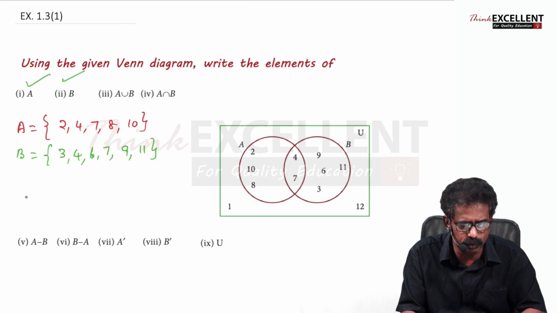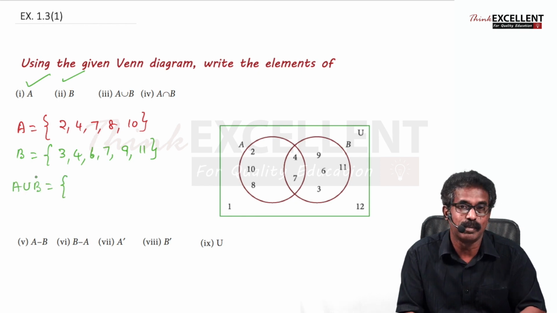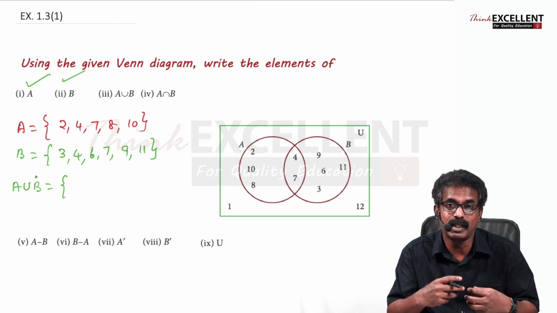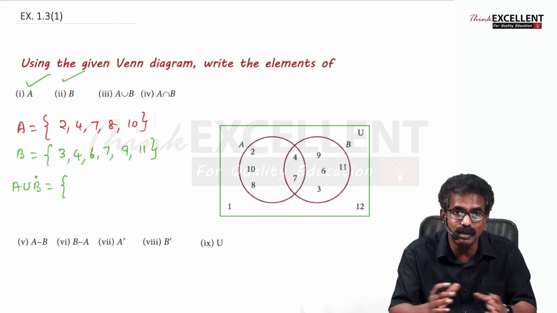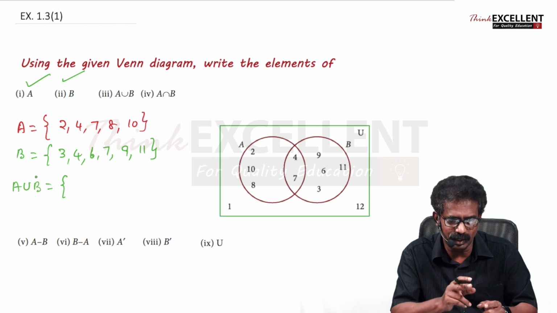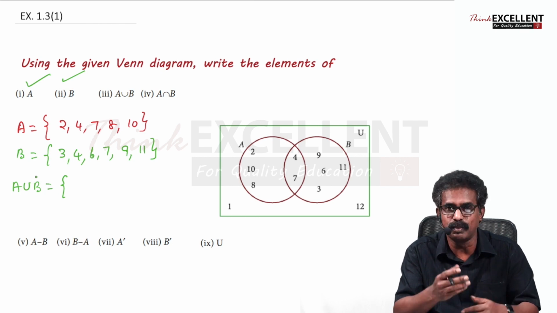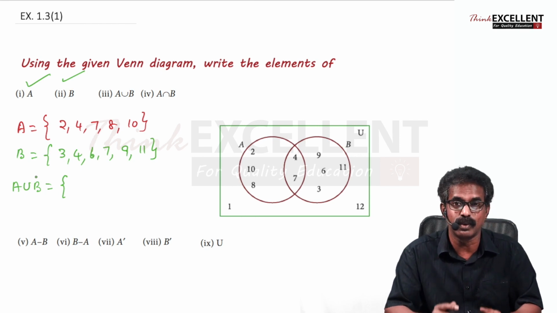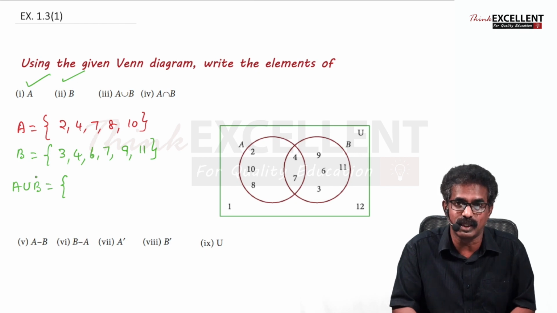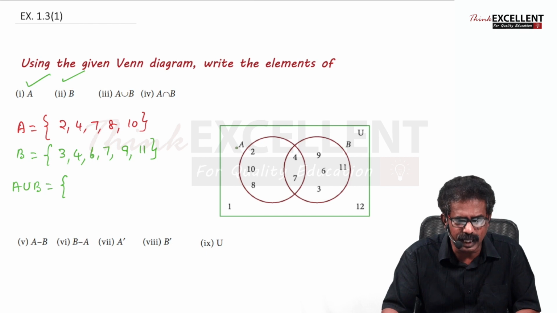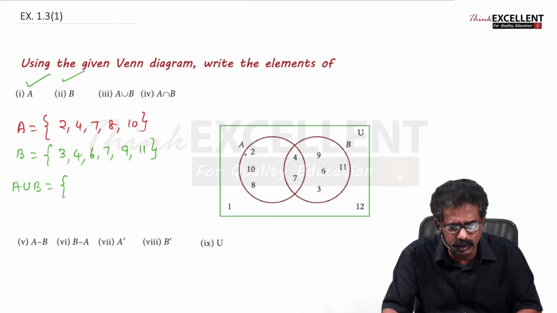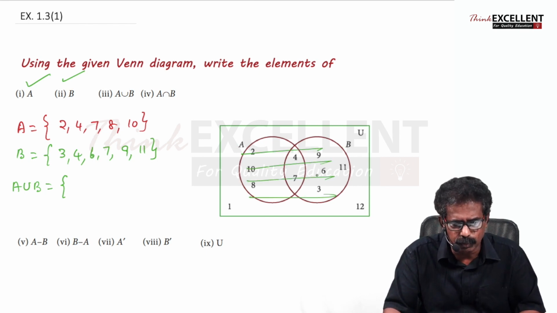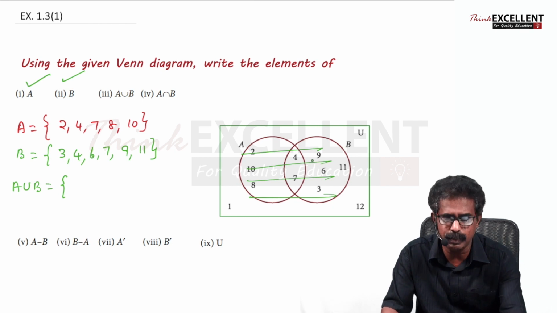What about the third one? A union B. Some tricks are there, right? They are expecting us to write from the diagram. Some of you are thinking, yes sir, A and B are given, so A union B can also be written from there. Anyhow, the examiner doesn't know how you did that. If it is correct, you will get marks, but both methods you can do. Listen, A union B means which portion? This portion, both. So what are the elements there? You write everything.